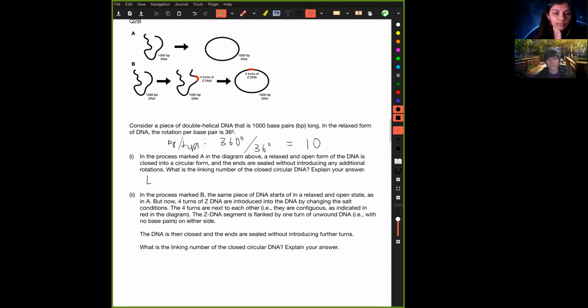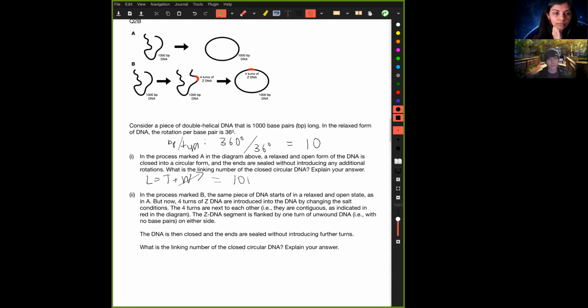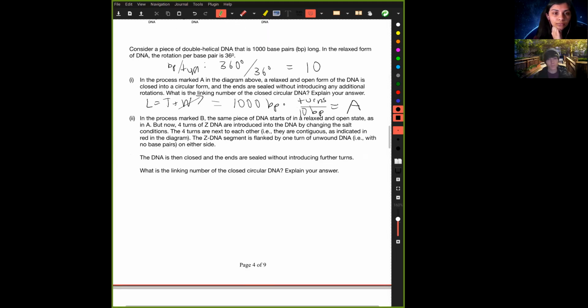Right, so the linking number is equal to the twist plus writhe. We can find the twist from this. Can anyone tell me what the writhe is in this setup? Right, so in this setup, the DNA is completely relaxed, so we don't have any writhe introduced. And we can find the twist just by knowing that we have 1,000 base pairs long DNA, and there are 10 base pairs per turn, and that should give you an answer, which for the rest of the problem, we're just going to call A.